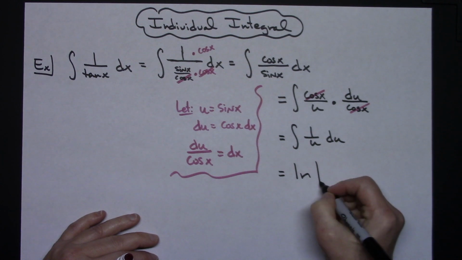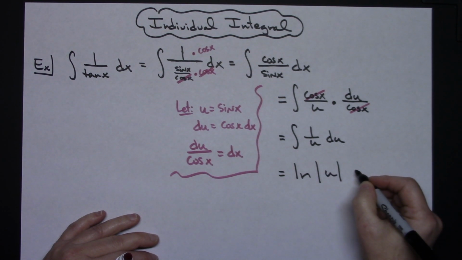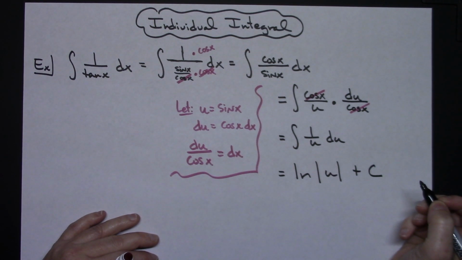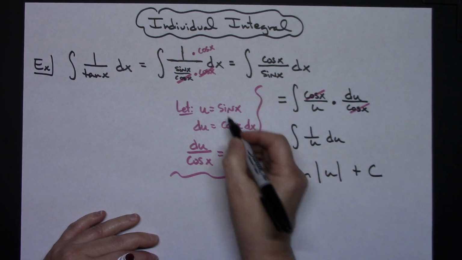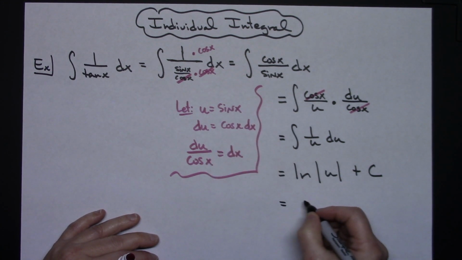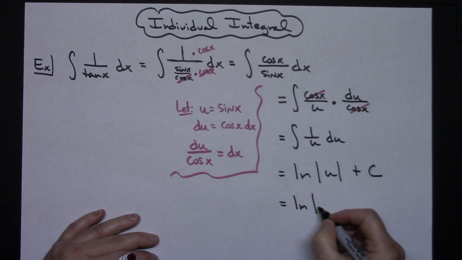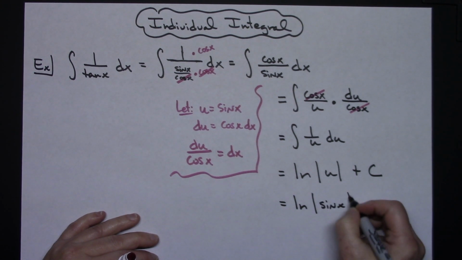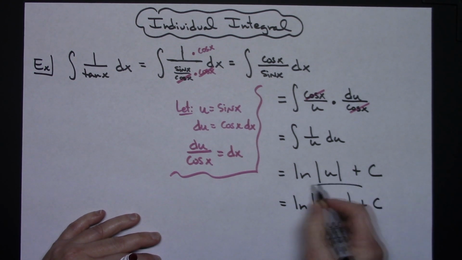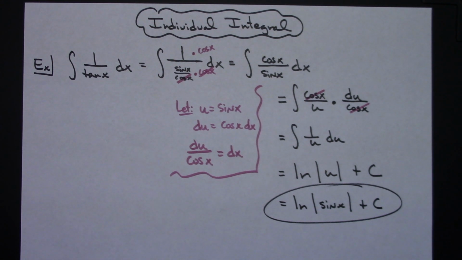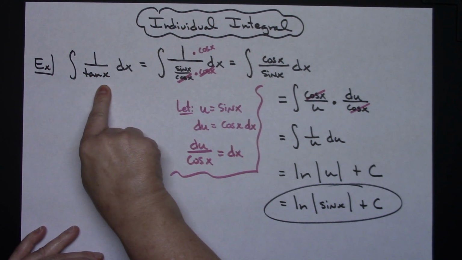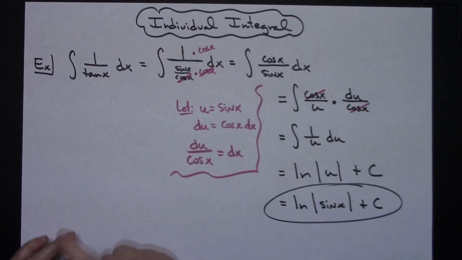Natural log absolute value of u. Since I've now integrated, I can add the plus c, and then the last step would be to take that u and replace it with what we originally said it was going to be. So natural log absolute value sine x plus c. So pretty much a very straightforward u substitution. About the only thing you need to do to get yourself started was to make that trig substitution and then simplify that complex fraction.